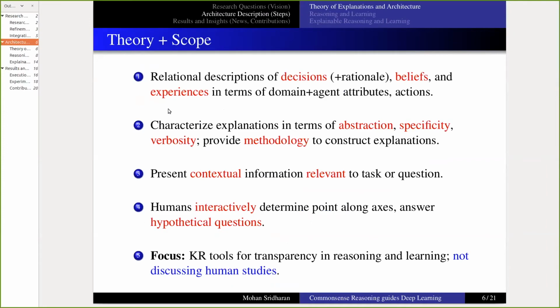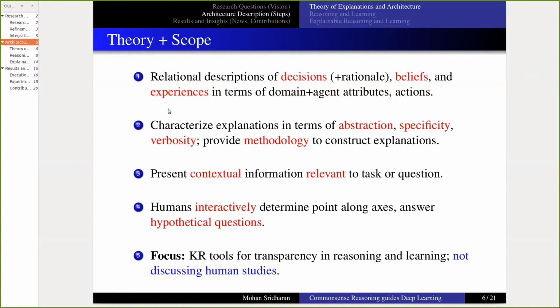And this again comes from the cognitive systems side of things. I need to lay out what I mean by this and what these underlying claims for representation and reasoning are. So when I say explanations here, I'm talking about relational descriptions of the decisions that the robot makes, plus the rationale behind it, the beliefs that underlie these decisions, and the experiences that led to these beliefs. And I want to do so in terms of the attributes of the domain, attributes of the agent or the robot, and the actions or other things that the robot is capable of doing.